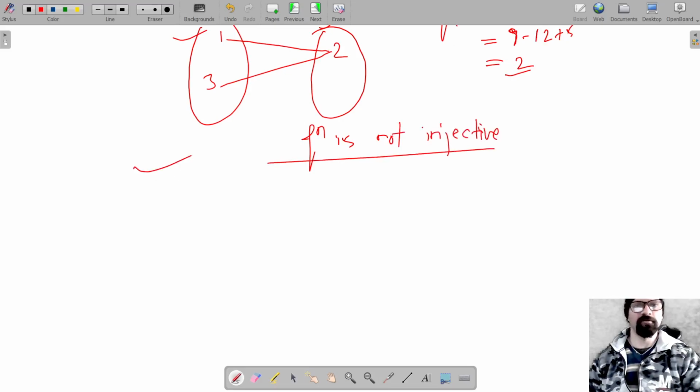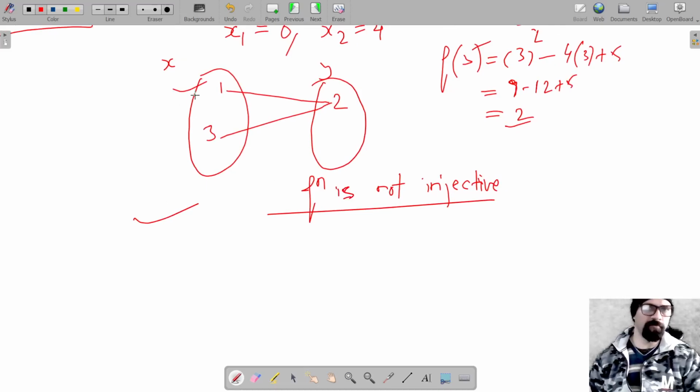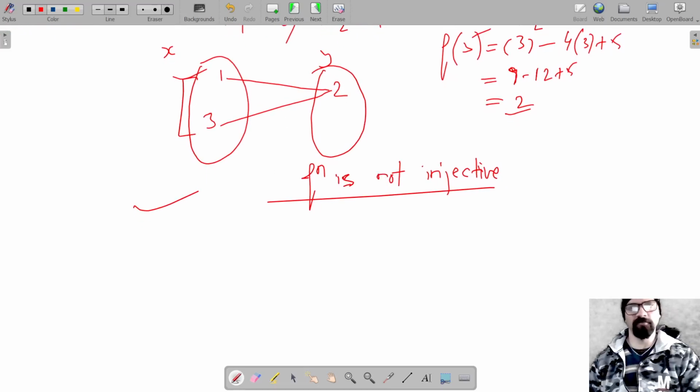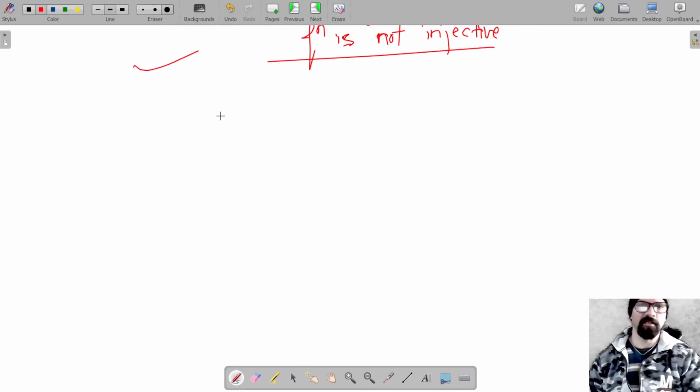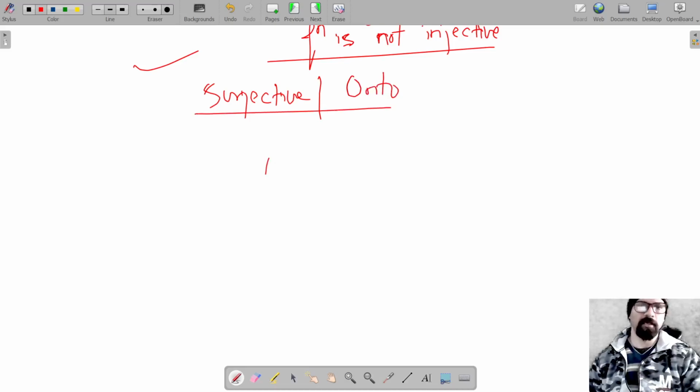If you plot the graph, you will also see that for two values of x, you are getting the same value of y. So this function is not injective. Now let's check it for surjective. Surjective function is also called onto function. And our function is f of x.